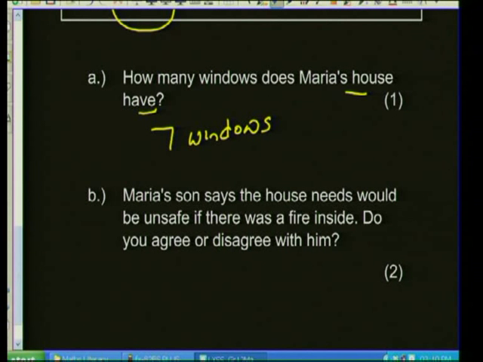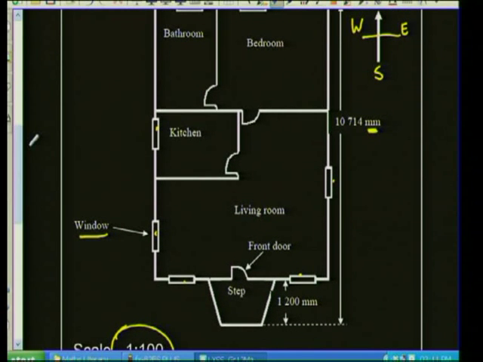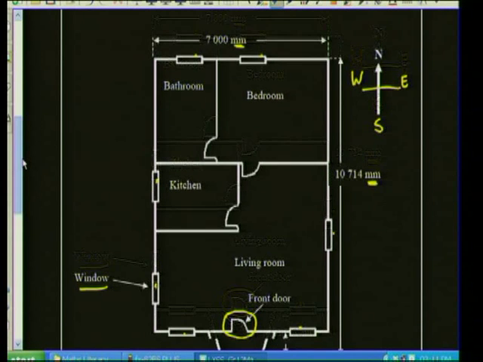Maria's son says the house would be unsafe if there was a fire inside. Do you agree or disagree with him? Now, I love this type of question. It is your opinion. So we're looking at, would it be unsafe if there was a fire inside? Have a look at her house. Where are her doors? We have a door here. These are doors. That's the entrance door. Is there a back door? There is no back door.